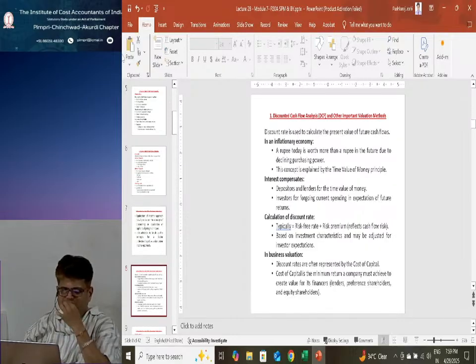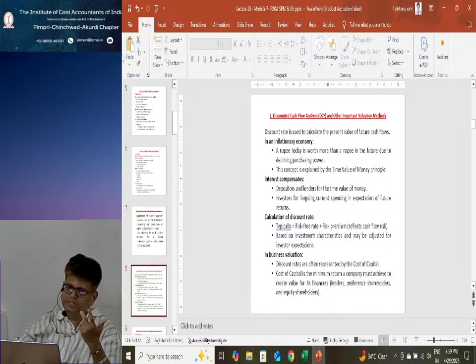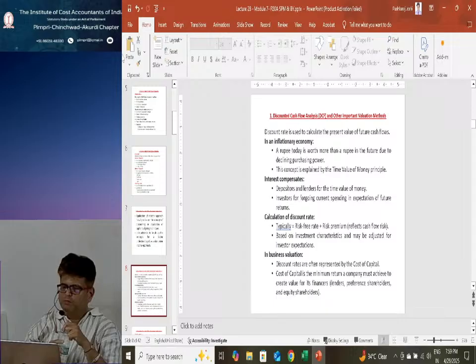Then we saw the discount rate. The discount rate is used to calculate the present value of future cash flows in an inflationary economy. A rupee today is worth more than a rupee in the future due to declining purchasing power. This concept is explained by the time value of money principle. Interest compensates depositors and lenders for the time value of money and investors for foregoing current spending in expectation of future returns.